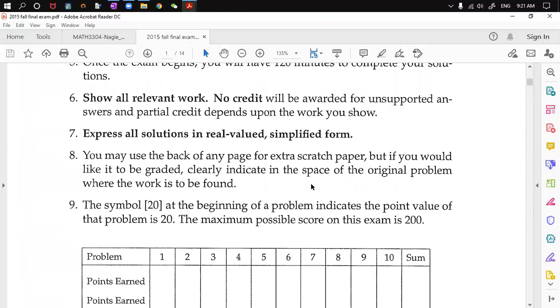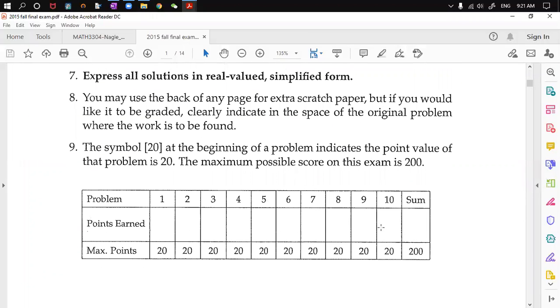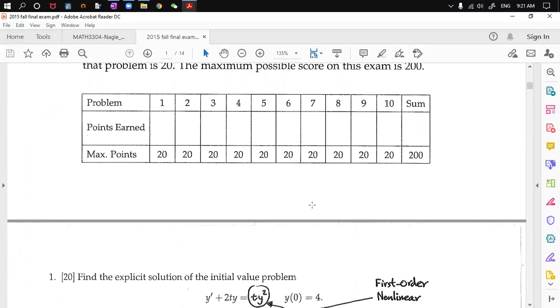How many problems are there? You can see there are 10 problems. Usually for the final exam, you have 120 minutes, so about 12 minutes for each problem. In total, it is going to be 200 points.